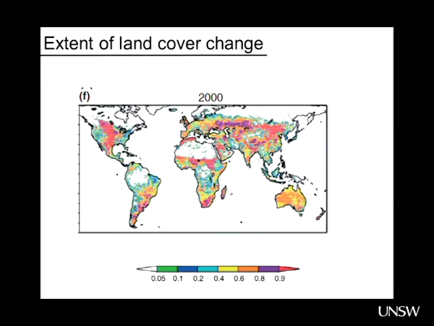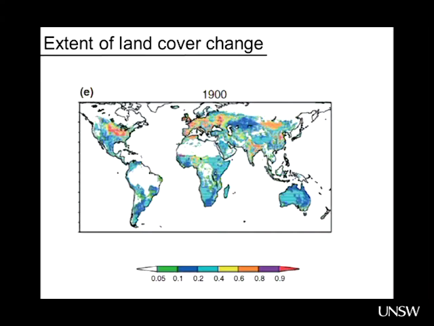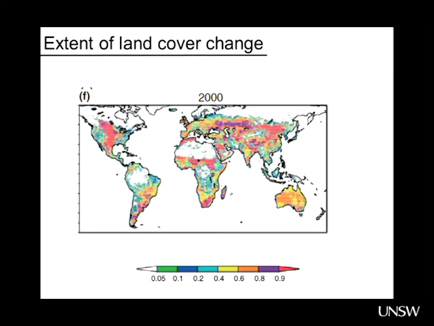2000, it's been a bit of a change. So we go from 1900 to 2000. Again, the area change is not that dramatic, but the intensity of the change is profound. And so we're now up around 50 to 60% of all land area having been substantially modified by human activity.